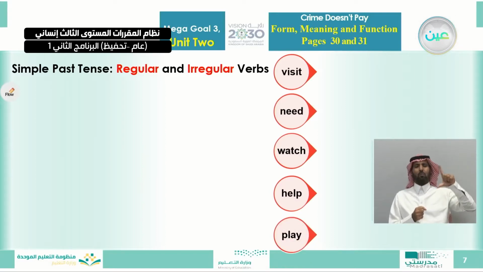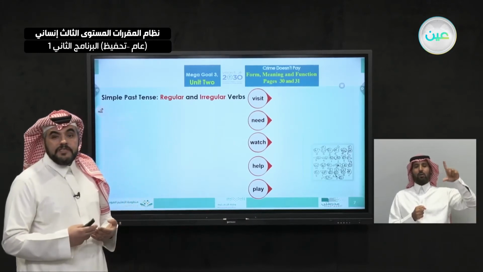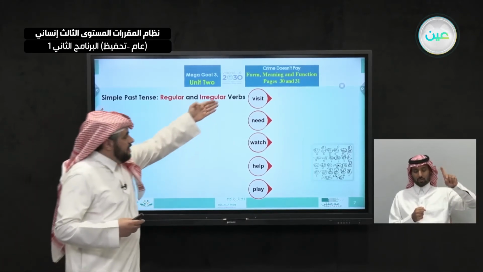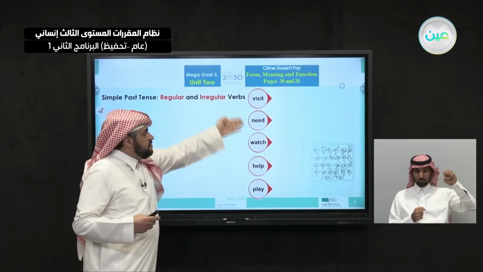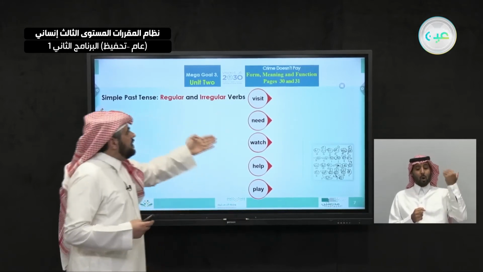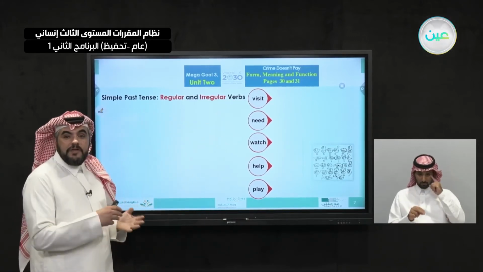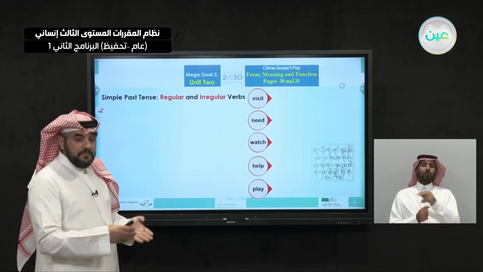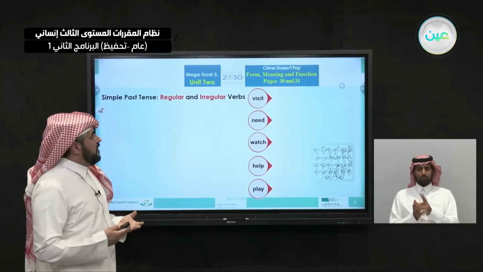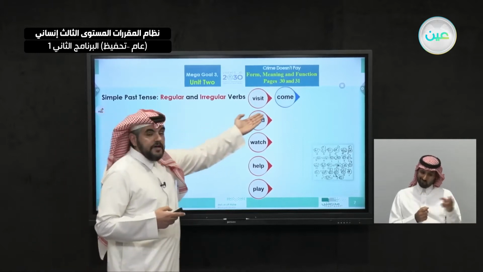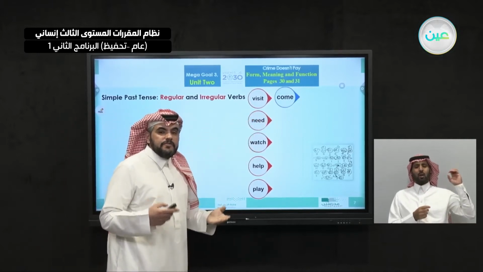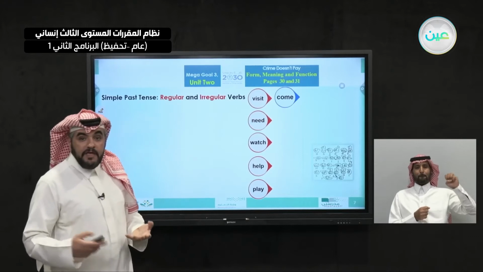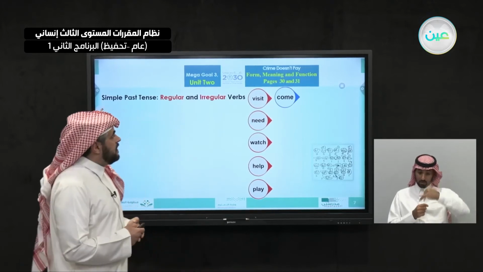And we have so many other examples like visit, need, needed, watch, watched, help, helped, okay, and play, played. On the other side, we have some kinds of verbs are called irregular verbs, okay, that are not following the pattern or the system that these verbs follow. Like we change the verb completely from the present to the past and to the past participles. We have some examples like come. The verb come is an irregular verb. So how can we use it in the past? We say came and the past participle is come.